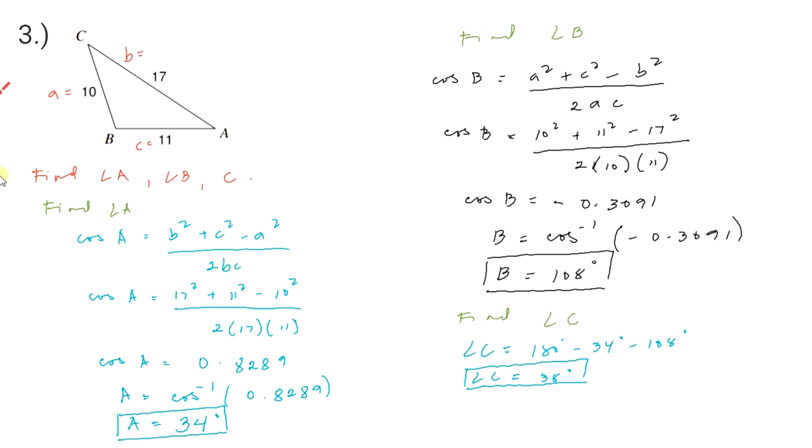So, the parts of our triangle: our side A is 10, our side B is 17, our side C is 11, our angle A is equal to 34 degrees, our angle B is equal to 108 degrees, and our angle C is equal to 38 degrees. And you're done solving the triangle.